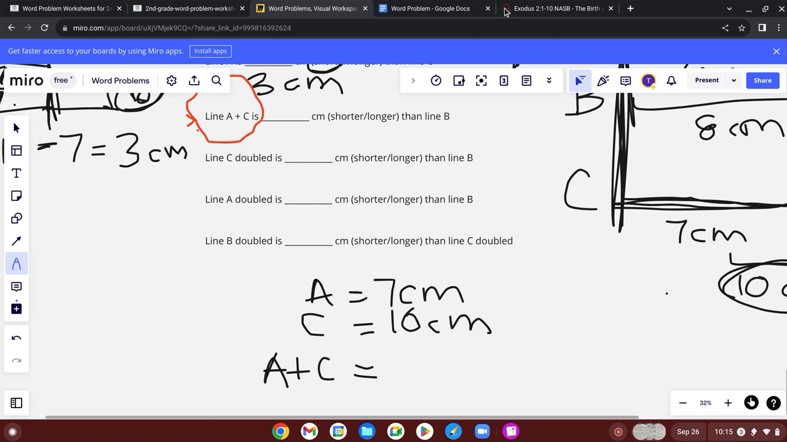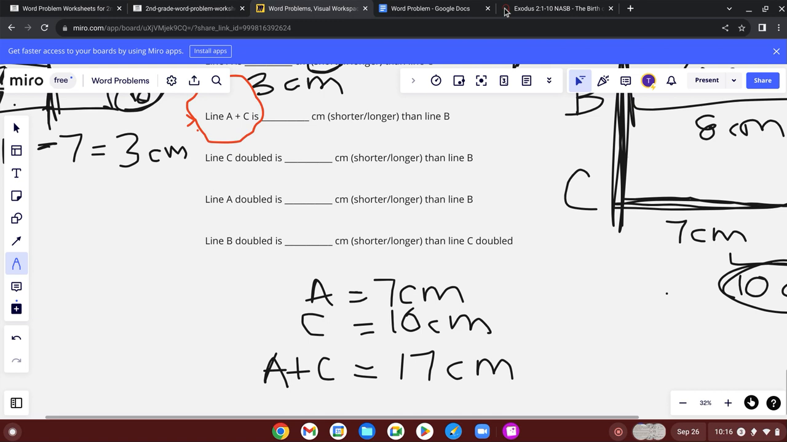A is 7 and the C is 10. So that must be 17. Right. So A plus C is 17 centimeter. Correct. So is that longer or shorter than line B?